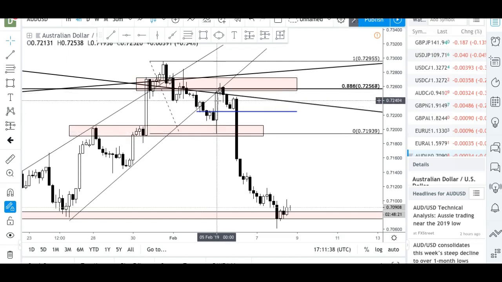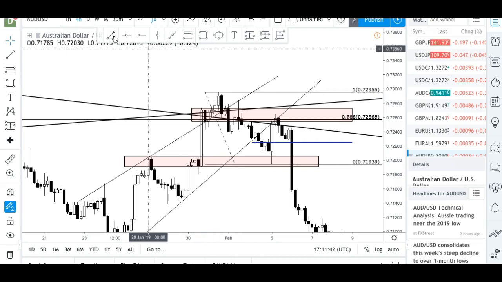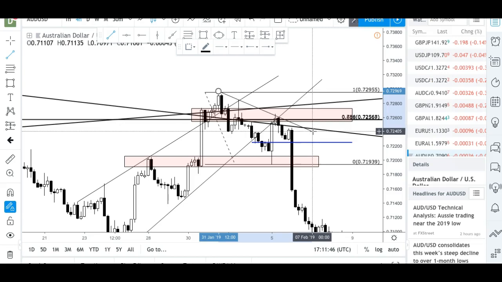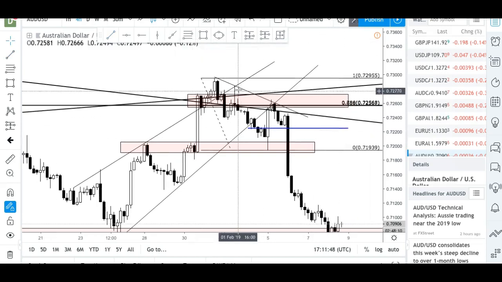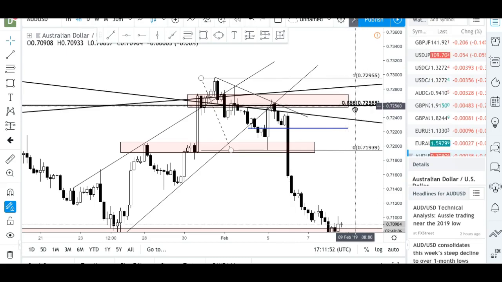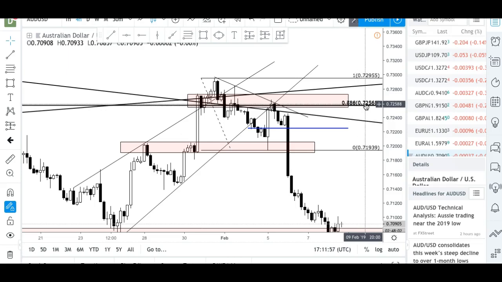This was a big news announcement. I was at my computer at the time, and as the news came out, it pushed right back up to some nice confluence of our most recent push down. That 61.8 literally sat on top of that overall higher time frame 78.6.